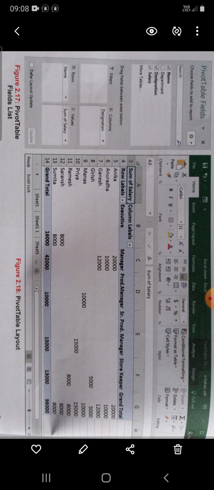So this is the pivot table that enables us to analyze different types of information. To understand it as well, we will do its lab during the lab period.